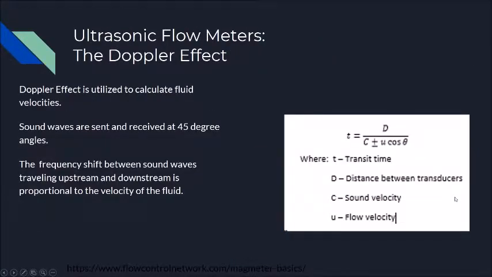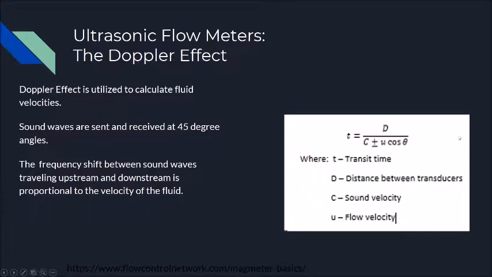And then the governing principle behind an ultrasonic flow meter is the Doppler effect. So the Doppler effect is what is utilized by the transmitter, the flow meter's brain, to calculate the fluid's velocity. So sound waves are sent and received typically at a 45-degree angle between either the single or dual transceivers, transponders, transducers, and then frequency shift between sound waves traveling upstream and downstream is proportional to the velocity of the fluid.